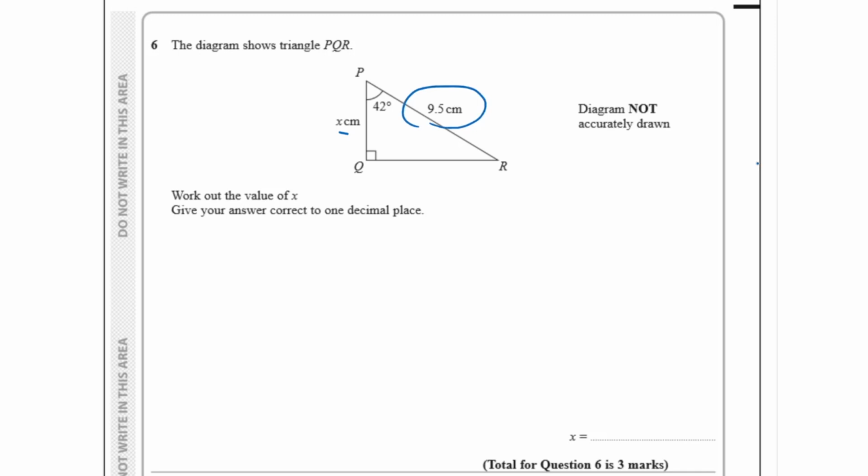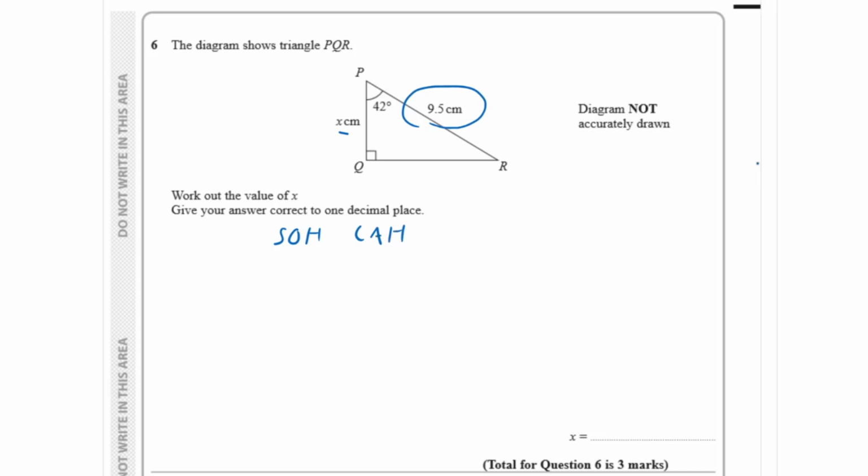We write here SOH CAH TOA. Since we have adjacent and hypotenuse, we eliminate anything that does not contain adjacent and hypotenuse. We're left with cos.